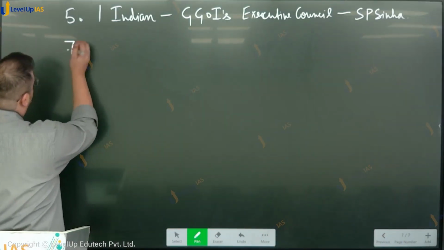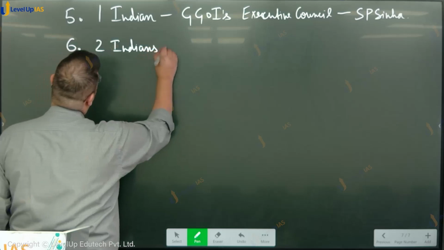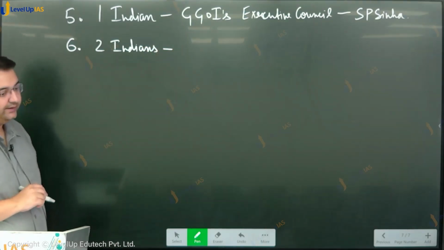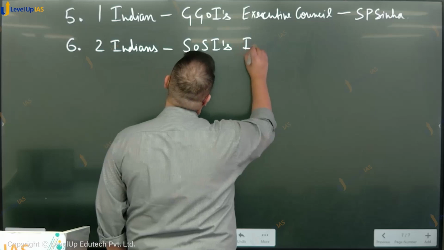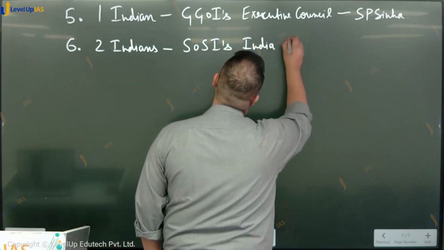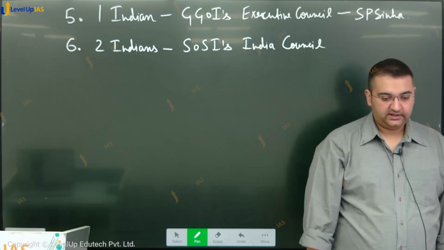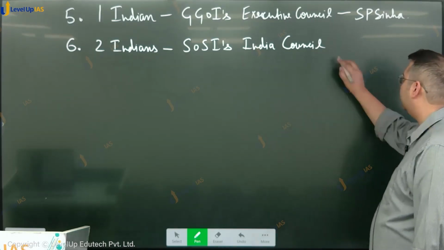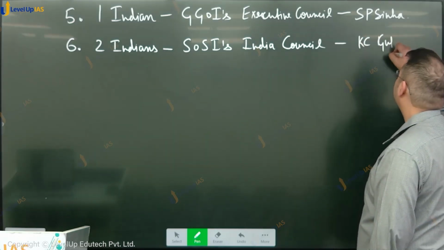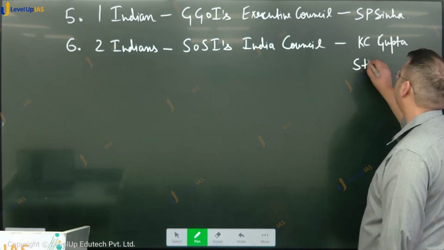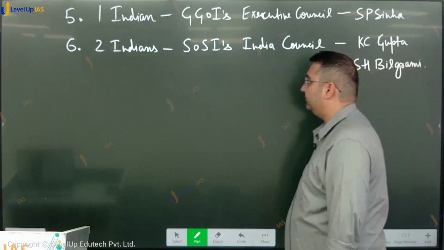Next, right, number 6, two Indians were to be nominated to the Secretary of State for India's India Council. पंद्रह मेंबर होते थे इसमें, आउट ऑफ दोज देयर वुड बी टू इंडियंस फ्रॉम नाउ ऑन। कौन कौन थे? के.सी. गुप्ता and Syed Hussain Bilgrami were the first two Indians to be nominated.